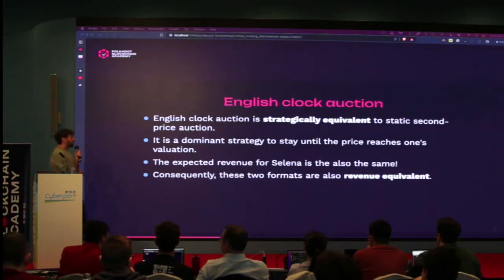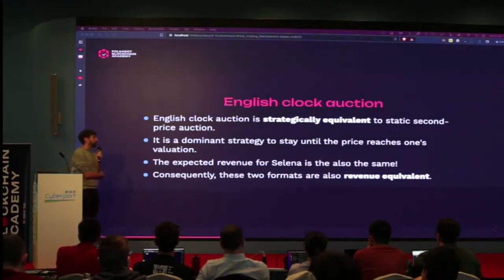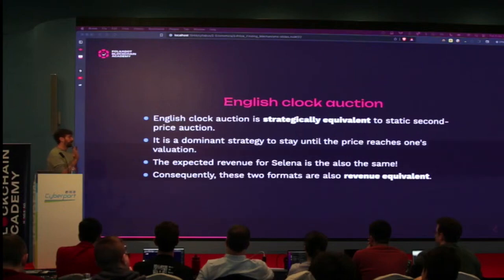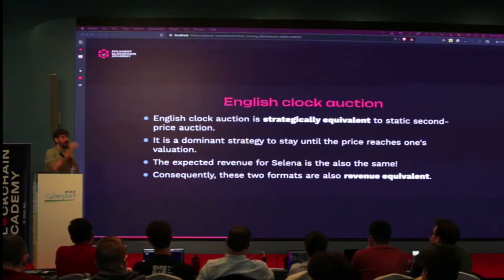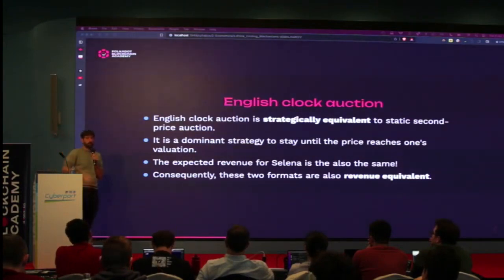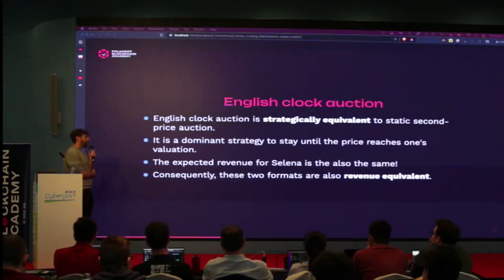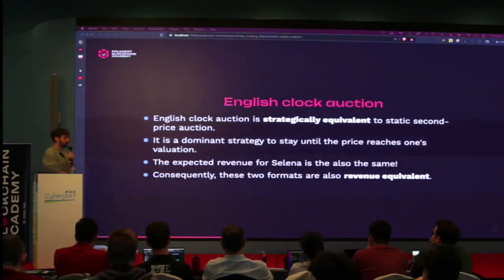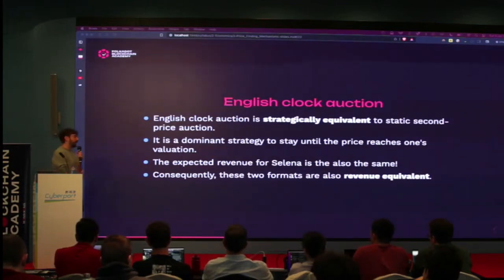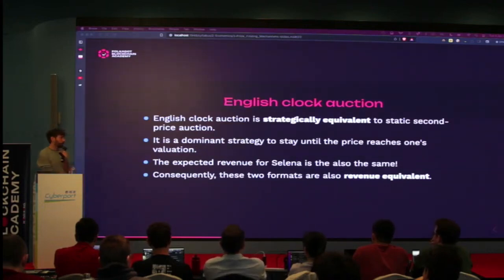And in the English clock auction, it is a dominant strategy to only stay in the auction until the price reaches your valuation. And once it reaches your valuation, you drop out of the auction, which is strategically equivalent to just bidding your valuation. And there's also another property that we don't have time to show, that the expected revenue in this situation is the same for Selena as before. And these formats are so-called revenue equivalent.